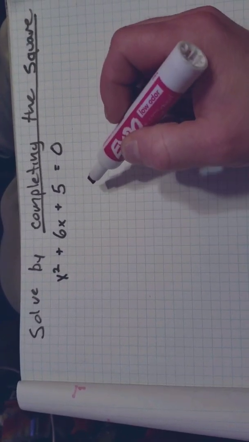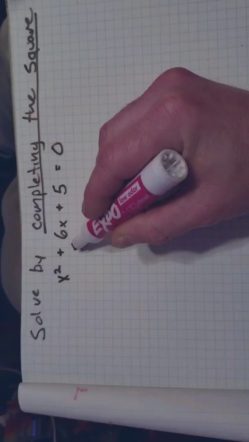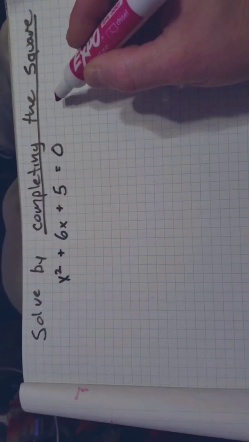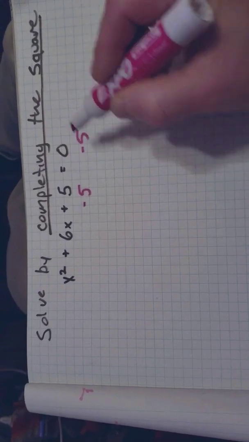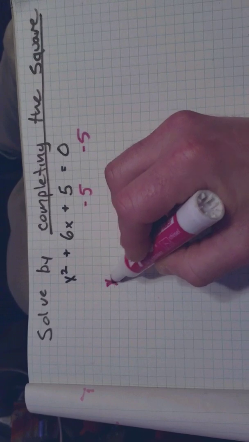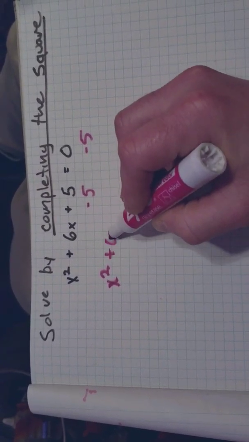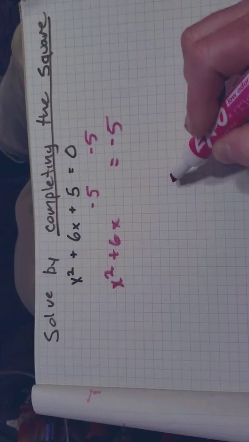But when we complete the square, we don't really want standard form. We need to get all of the terms with variables on one side, our constant terms on the other side of the equation. So we're going to start this thing by moving 5, subtracting it from both sides. Now we have x squared plus 6x equals negative 5.